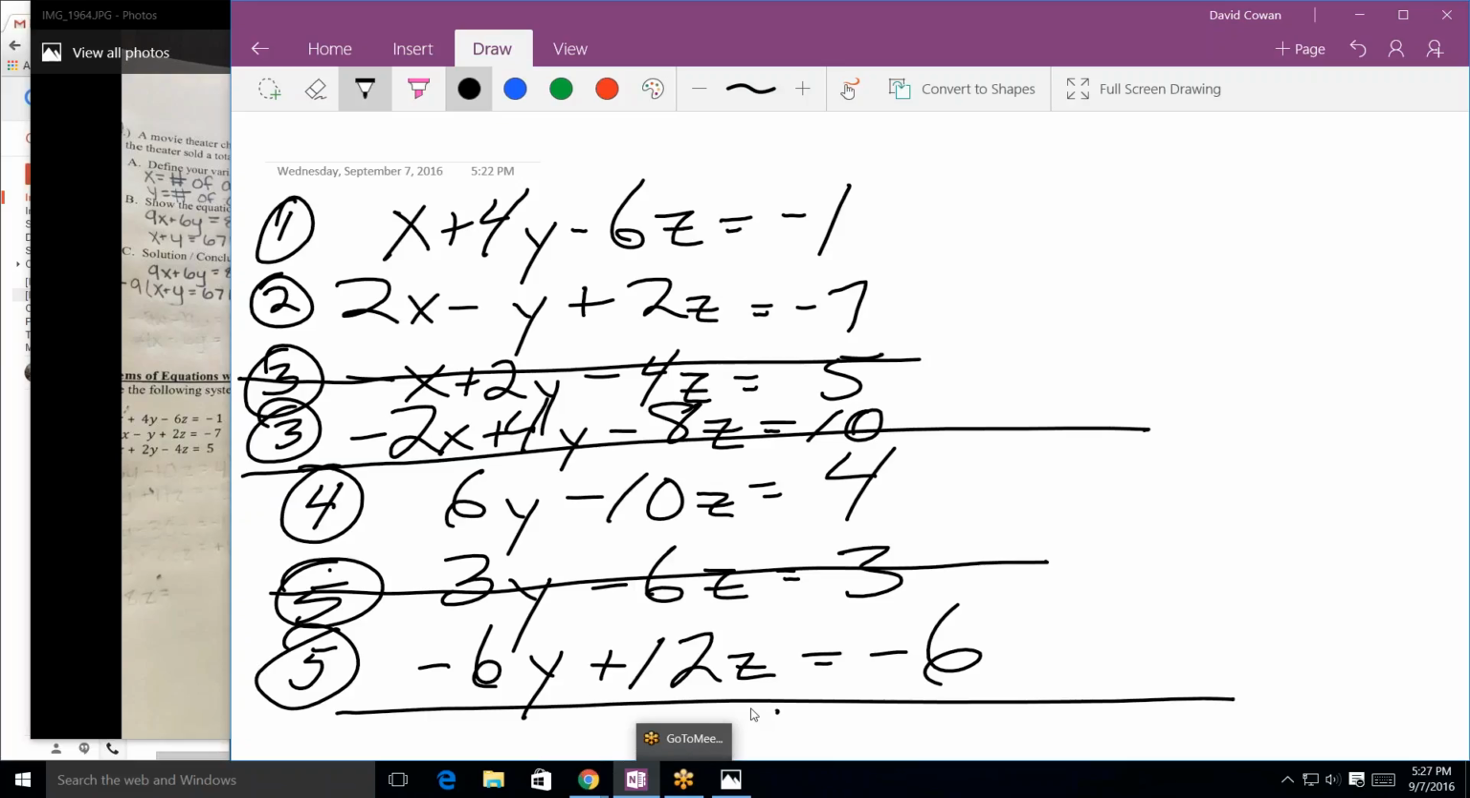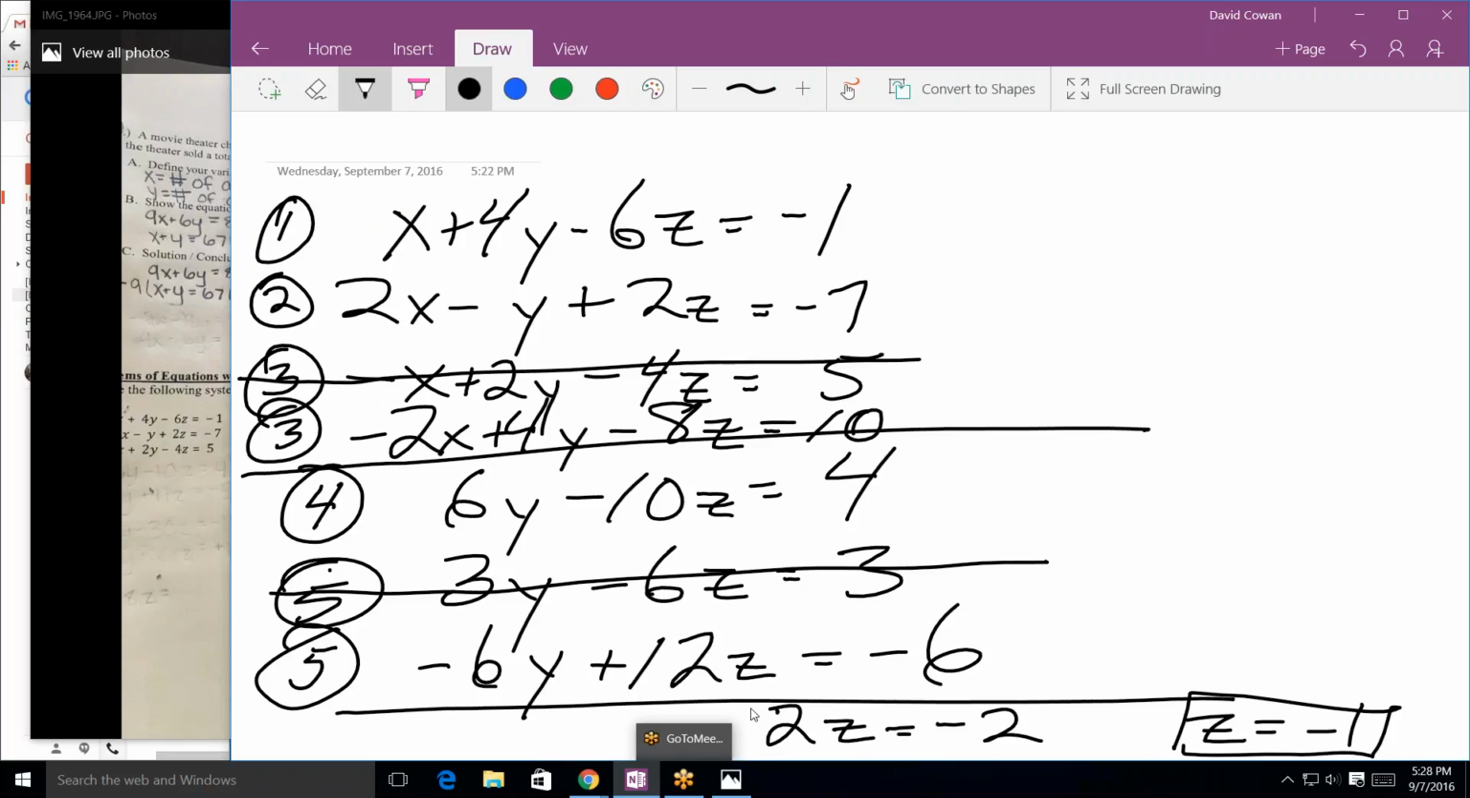And then we would get 2z is equal to minus 2, which makes z equal to minus 1. Yeah. What's the next step? We have to solve for all three variables.